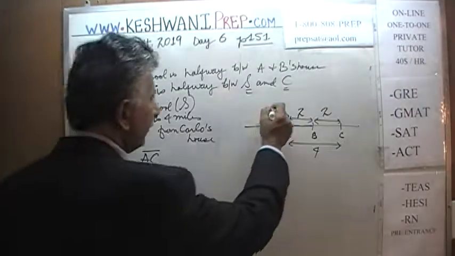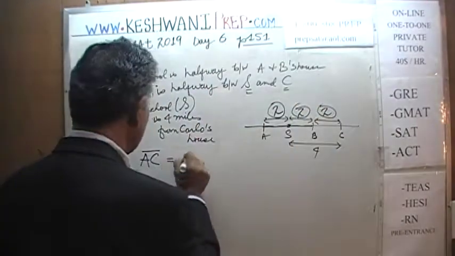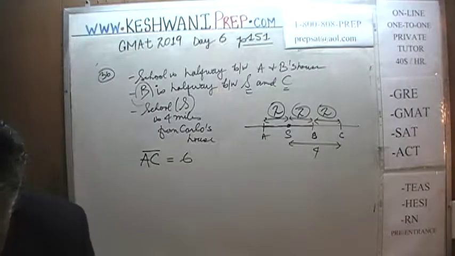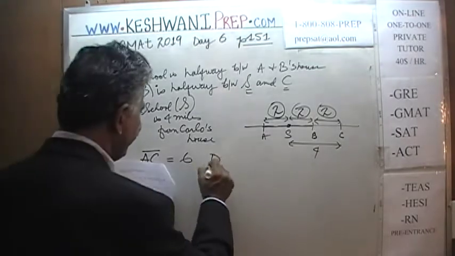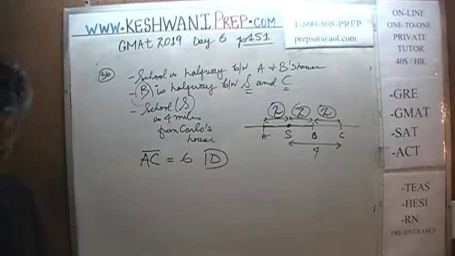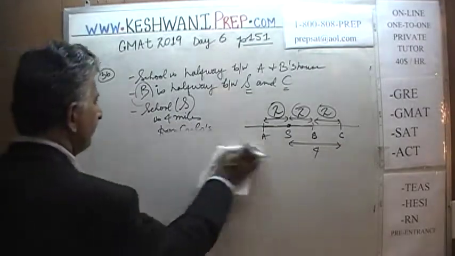A to C, as you can clearly see, is 2 plus 2 plus 2, which is 6. The answer is D. Let's move on. 37.